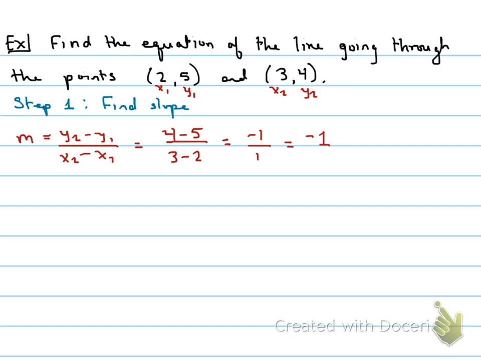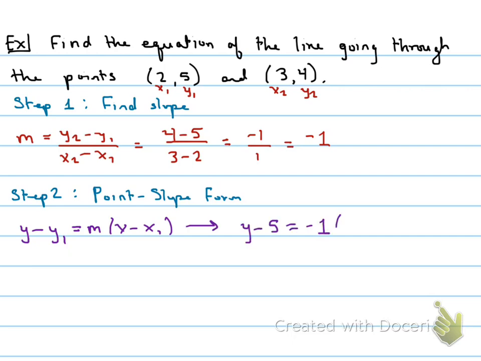which gives you a slope of -1. So now that we have this information, we're going to take our slope and one of these points, I'm going to choose the first one, and we're going to plug those into point-slope form. That is y minus y1 is equal to m times x minus x1. We're just going to plug those values in. That's going to give us y minus 5 is equal to -1 times x minus 2.